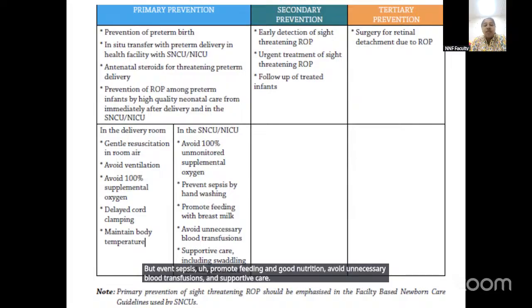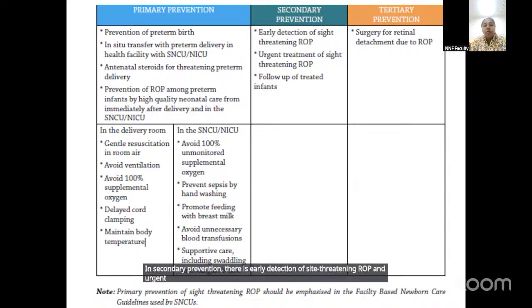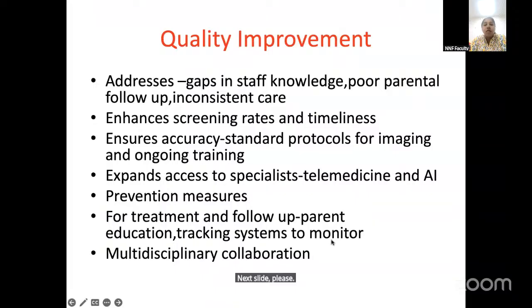In secondary prevention, there is early detection of sight-threatening ROP and urgent treatment with follow-up. And tertiary prevention is the surgeries for stage 4 or 5 ROPs. Next slide, please. Quality improvement.